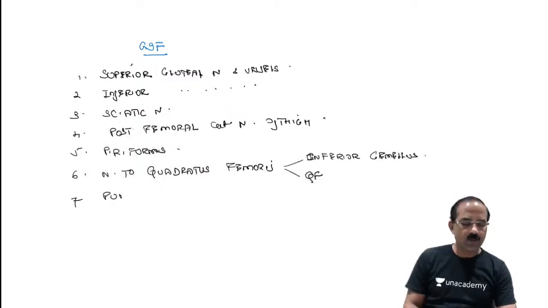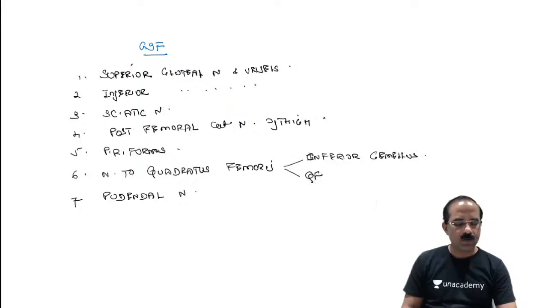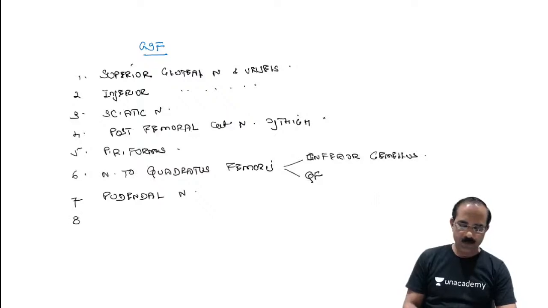Seventh is the pudendal nerve. The nerve to quadratus femoris, remember. Shreyans, it doesn't supply obturator internus, it will supply quadratus femoris and inferior gemellus. Pudendal nerve. Eighth, internal pudendal vessels.